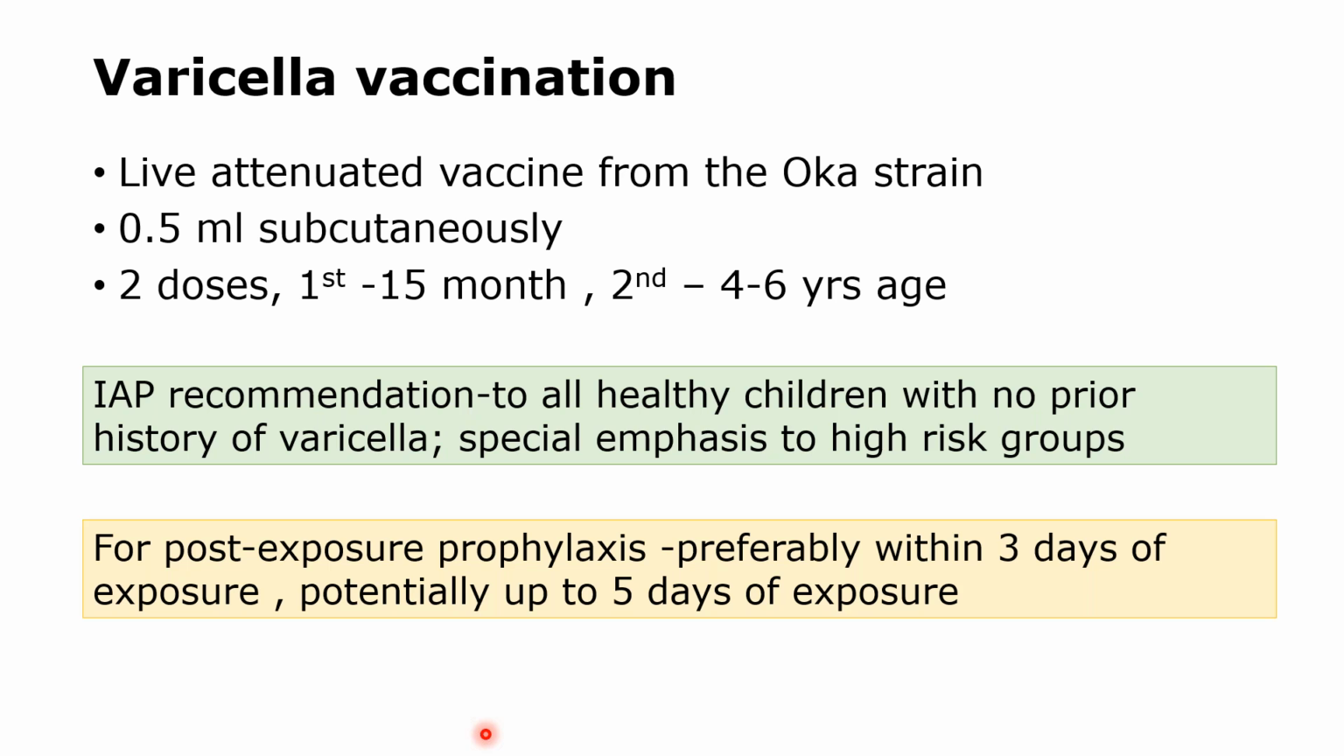That means suppose a child has visited her aunt or someone who is suffering from chickenpox now, but the child is unimmunized. So if you want to prevent severe varicella or severe chickenpox in that child, you can give the varicella vaccine to the child preferably within 3 days of exposure and potentially up to 5 days of exposure. So this will lead to either no or less severe illness in that child. Okay.